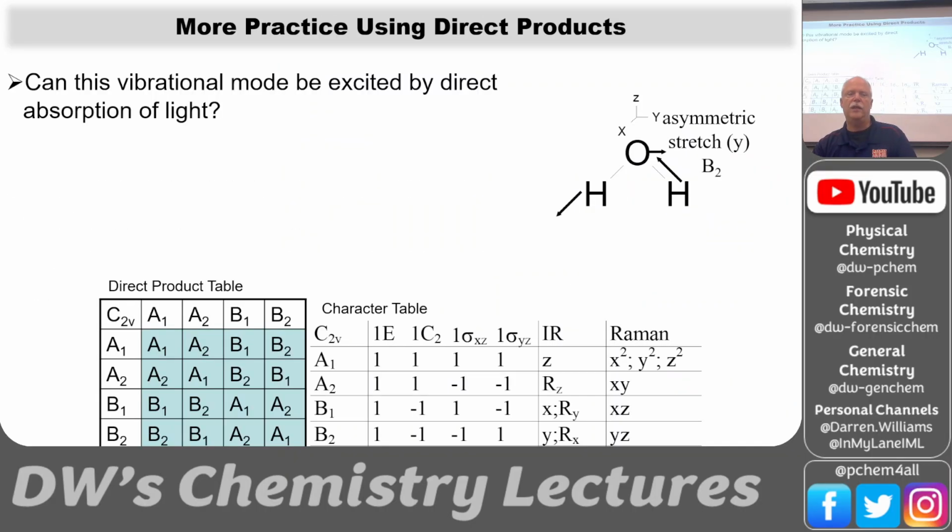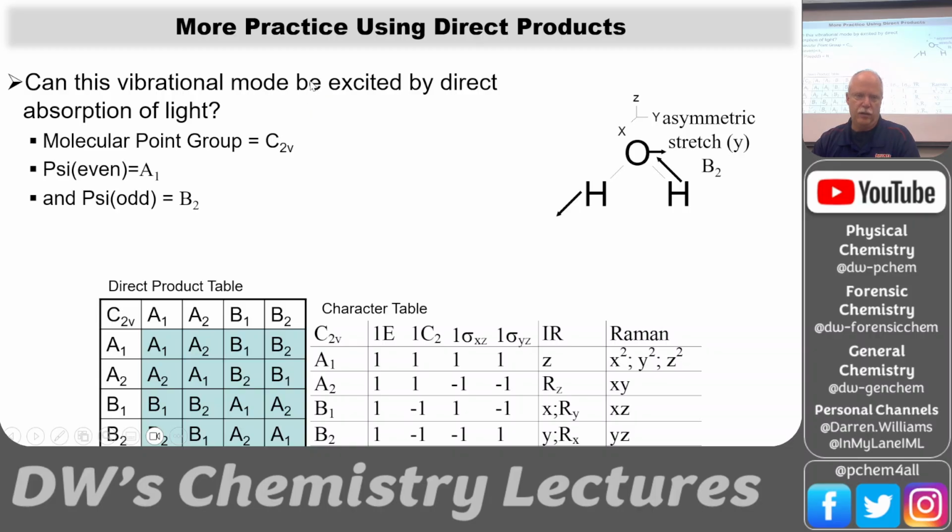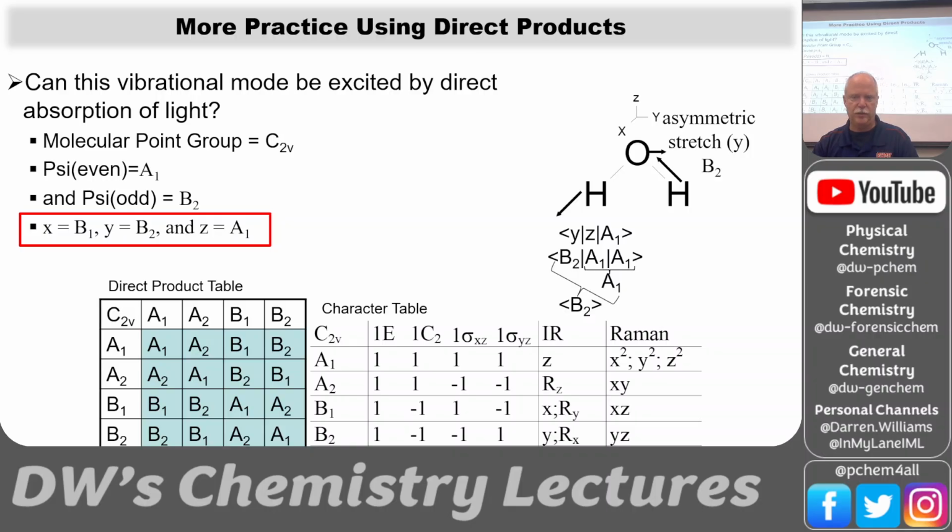So let's do the selection rules. Can this vibrational mode be excited by light? So our even wave functions are A1, our odd ones are B2, and here are the three different polarizations of light. So if we use Z, we get an A1, and once again, that doesn't cancel with B2 to give A1. So this one's going to be equal to 0. So Z polarized light cannot do it.